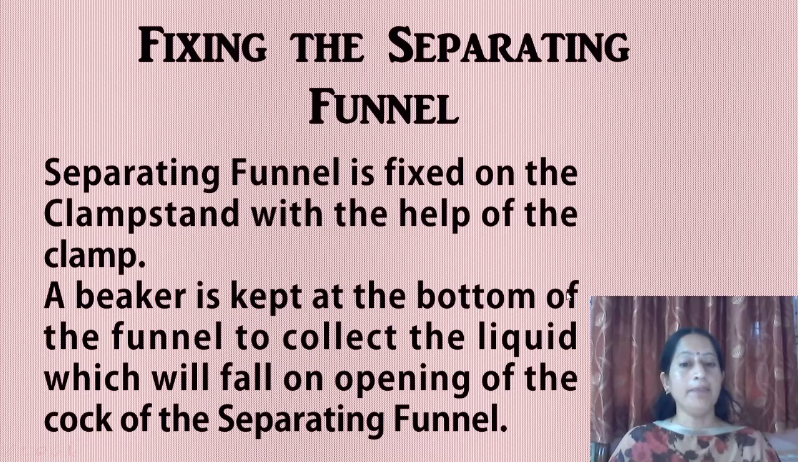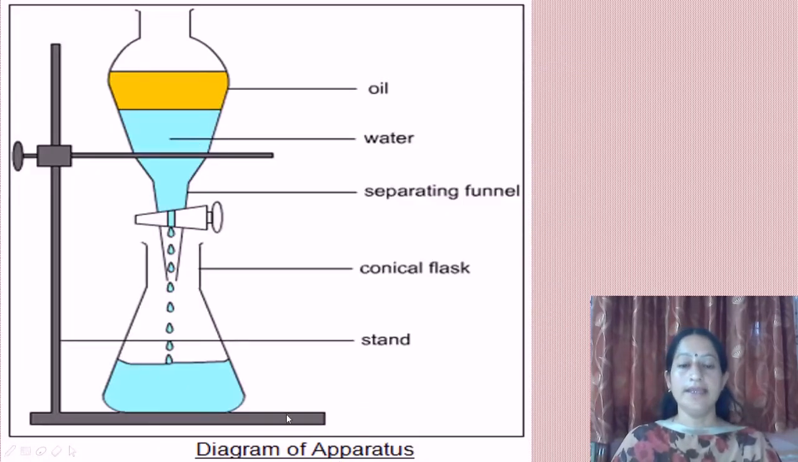A beaker is kept at the bottom of the funnel to collect the liquid which will fall on opening of the cork of the separating funnel. Now let's see the diagram of this, that is the separating funnel fixed to the clamp stand, but generally the clamp is fixed at the neck region of the funnel. The oil and water are forming separate layers here. This is the stopcock which is open and the bottom water is collected in this conical flask.